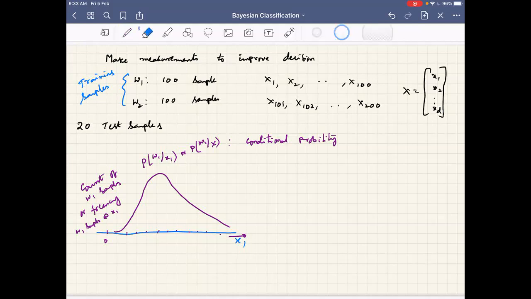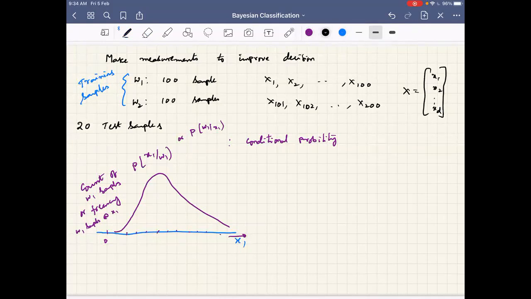Sorry, is this correct? Whatever I have written. Should I write P of omega 1 given X or X given omega 1? Which one do you prefer? X1 given omega 1 should I write? Or I will erase again and write P of omega 1 given X1. Which is correct for this? Now let us take the second plot also, then we will discuss.